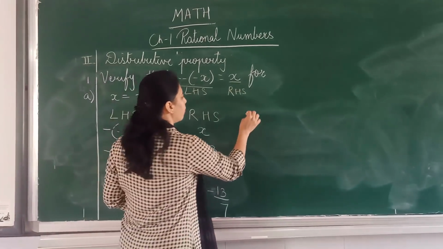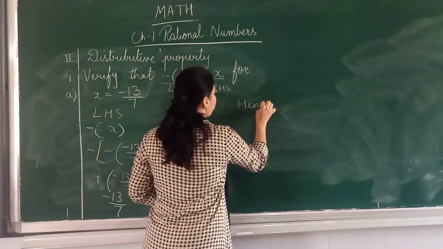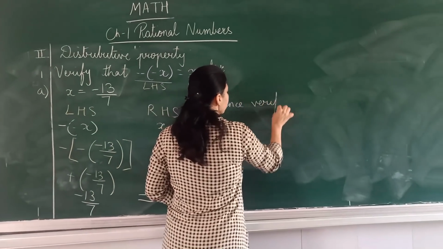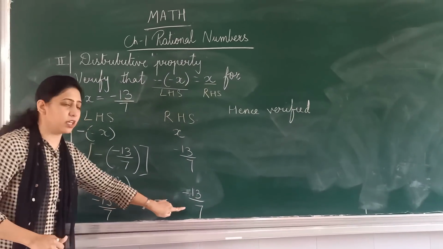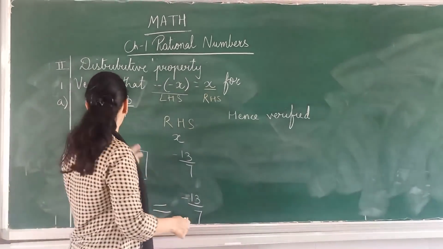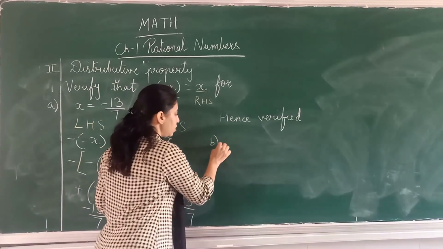So at last you have to write down hence verified. Hence verified. Why? Because LHS is equal to RHS. So it is verified. I will give you one more sum on this.